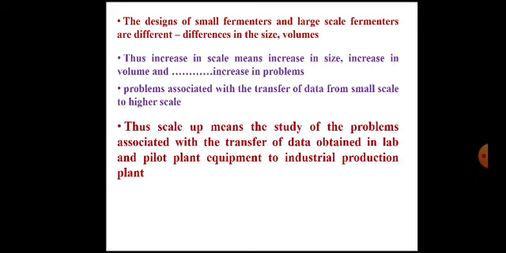So what is scale up then? Scale up means the study of these problems. What problems? It is the study of problems associated with the transfer of data obtained in laboratory scale and pilot plant equipment to the industrial production plant. So that is the correct and refined definition of scale up. It is a problem associated with the transfer of data from small scale to higher scale.